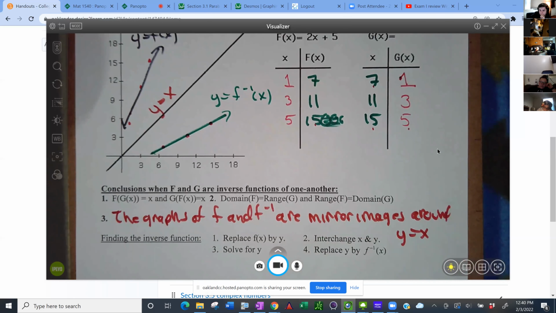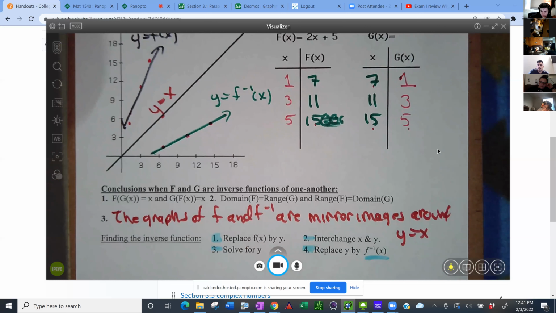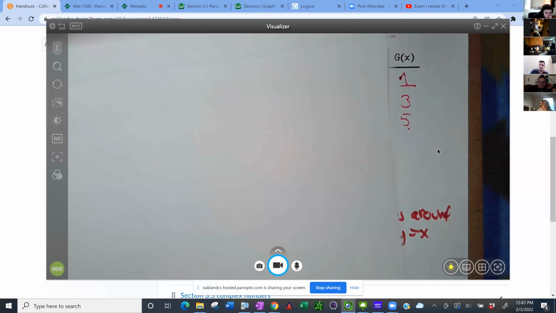But there's other things that you should know, and to kind of review what you saw on the original video about this stuff, here's how you would actually find an inverse function. You start out replacing f of x by y, interchange x and y, solve for y, and replace it with that inverse notation. So let's see what that would look like for our current function.